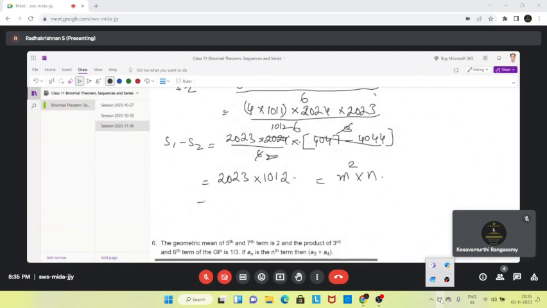So now we have to find out what the common factors are. 2023 into 1012, right? So 2023 is 7 into 289. This is 7 into 289. And 1012 is 4 into 253. So these are the perfect squares that we can take out. This is 17 square.